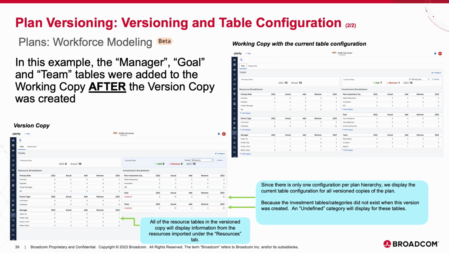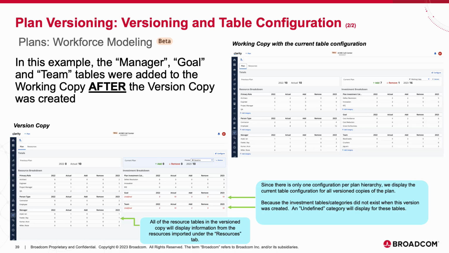So here, let's go through an example where the manager, goal, and team tables are added to the working copy after the version was created. If you look at the working copy here, we have the manager field on the resource side, and the goal and team were added on the investment tables, and this was added after we created the version copy.